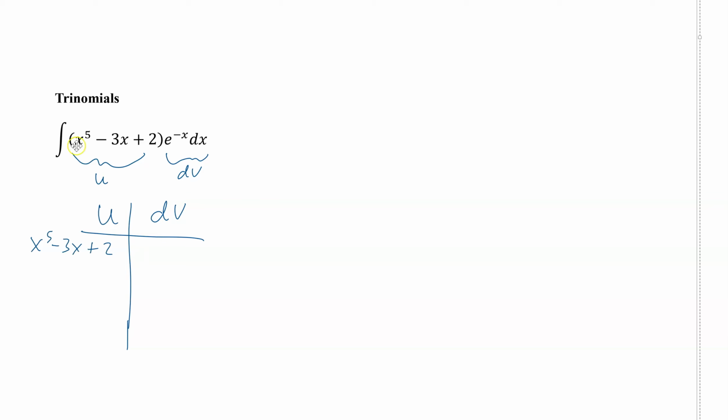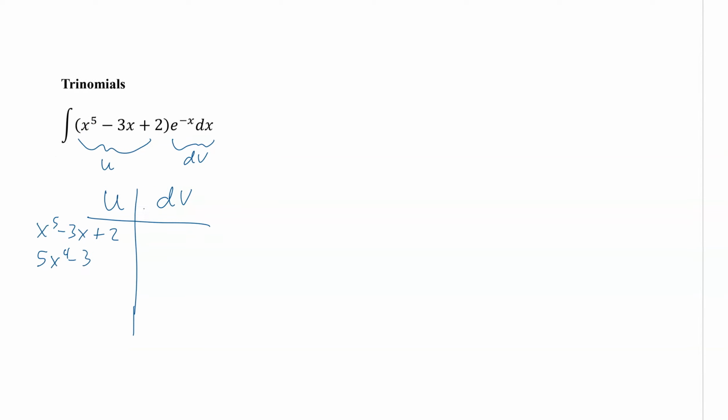So you think about it this way. We've got a degree 5. We're going to have to do this until that 5 disappears, so x to the fourth. So that's 1 integration by, that would just be 3. 1 integration by parts.